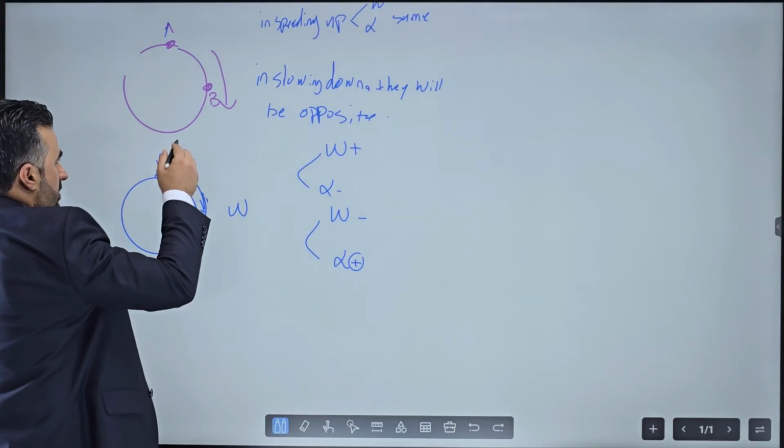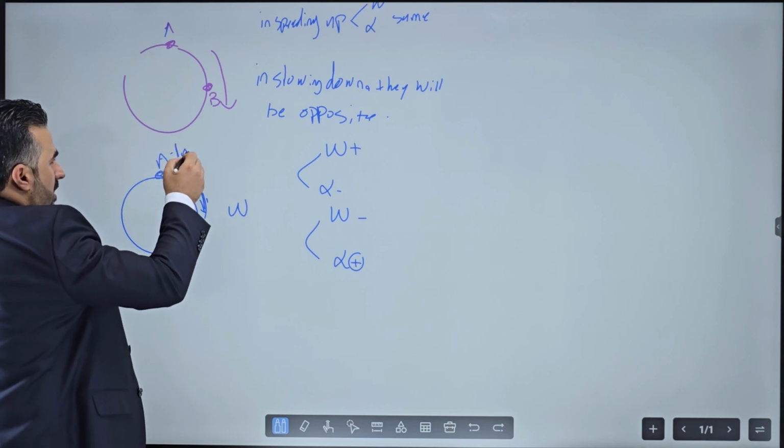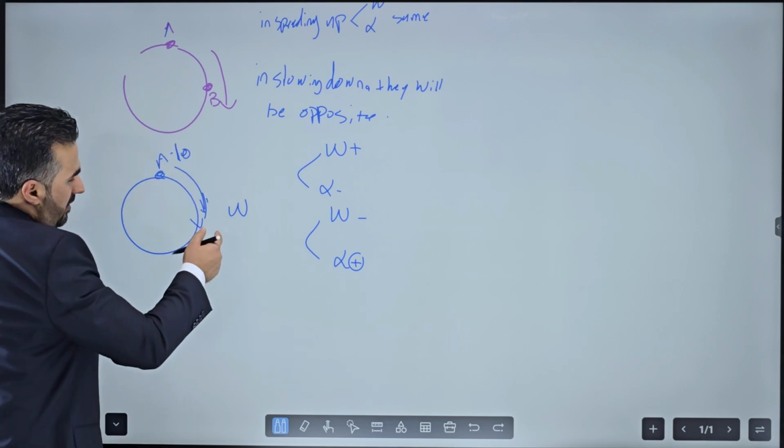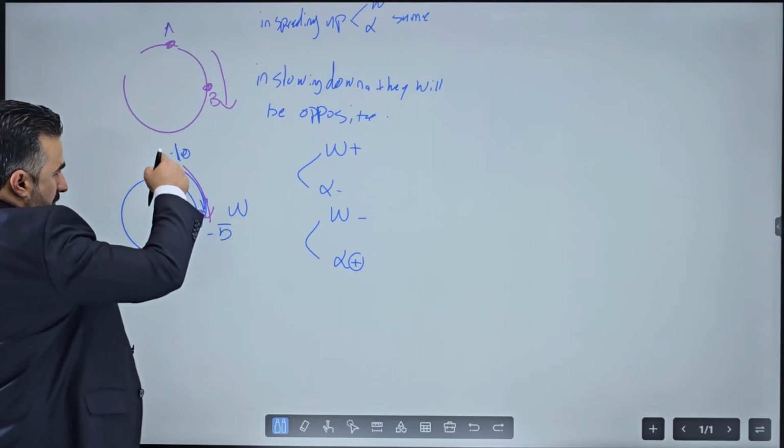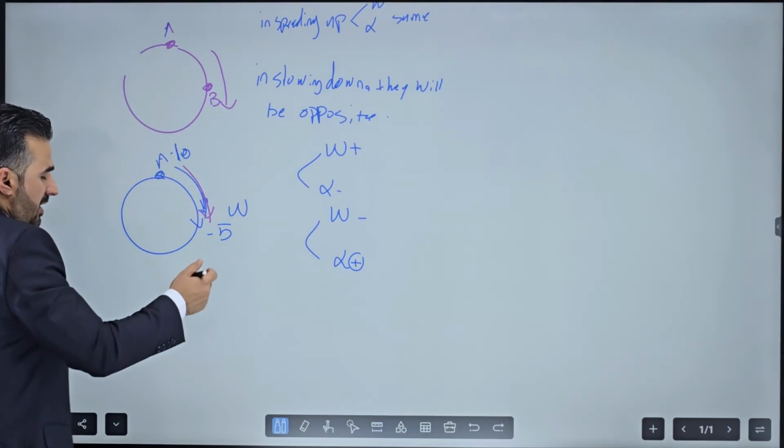If it is going to slow down, let's just say at this point the angular speed is 10, and at this point the angular speed is 5. It is slowing down, yes, you can see that. But because the rotation is clockwise, these are both negative.